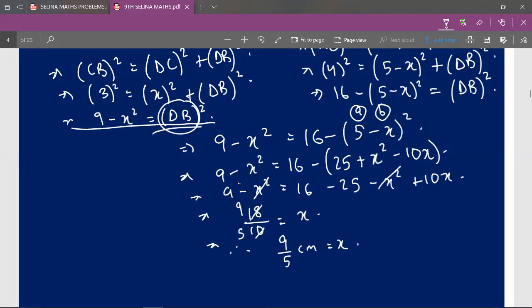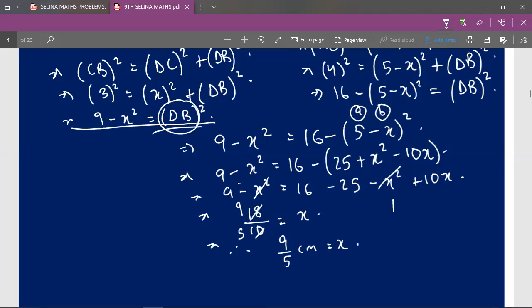Why? Because minus x square, if it goes this side, it will become plus x square. So plus x square minus x square is 0. The same will happen in either process. So x square and x square get cut. All we have remaining is 9 is equal to 16 minus 25 plus 10x. 16 minus 25 is minus 9, and minus 9 goes to the LHS and becomes 18. All we have remaining is 18 is equal to 10x.